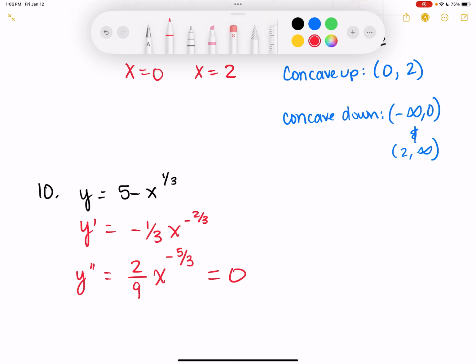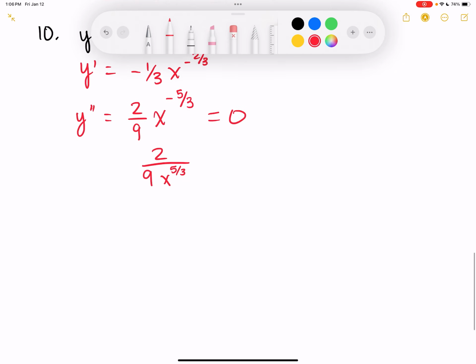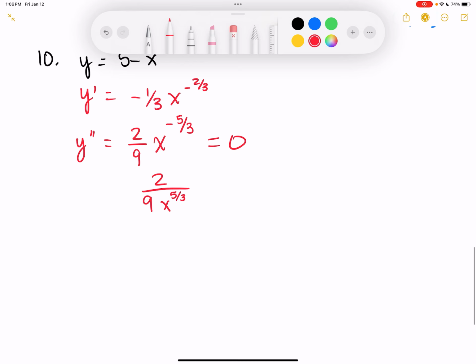It's going to equal something. Let's think about this. We can get rid of the 2 over 9. Can we change these fractions into something else? We probably should do this before we do anything else. Wait, what did you do? I moved the x to the negative 5/3 to the bottom, because if I leave it there, I could theoretically have an issue.